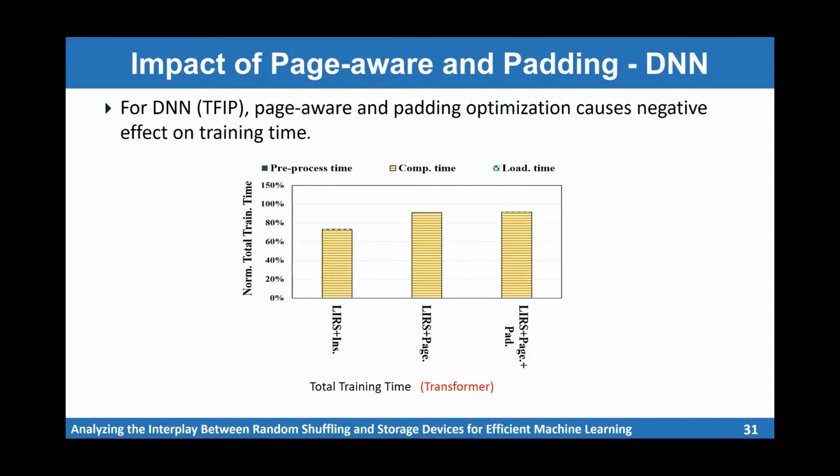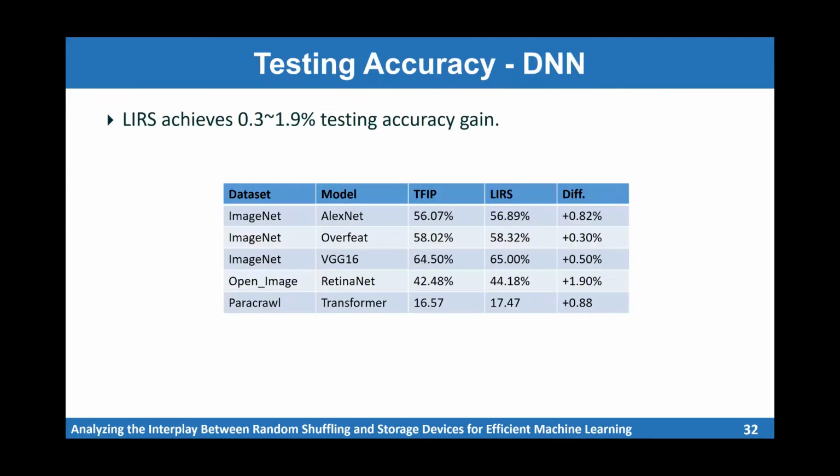For DNN, page-aware and padding optimization causes negative effect on training time. Recall that page-related optimization could reduce loading time at the expense of lower random degree. Since in the TFIP implementation, the loading time could be hidden with computation time, the negative effect of lower random shuffling degree outweigh the gain. In the aspect of testing accuracy, LIRS achieves up to 1.9% accuracy improvement compared to TFIP.